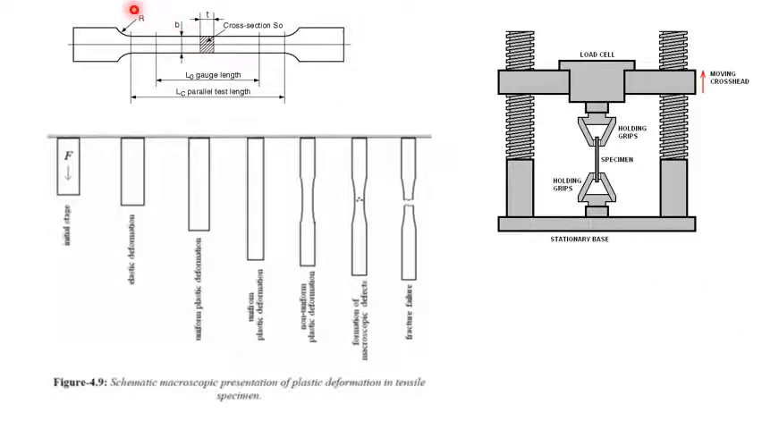The specimen we use for this machine is a dog bone shaped material. The shape of the specimen is like a dog bone, you can see it here. The important things are the parallel test length and the gauge length. The gauge length is a very important one; we consider it as L naught, and the cross-sectional area we take with D naught, the initial diameter.